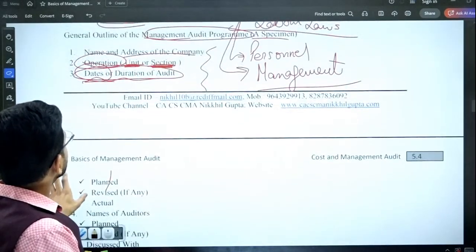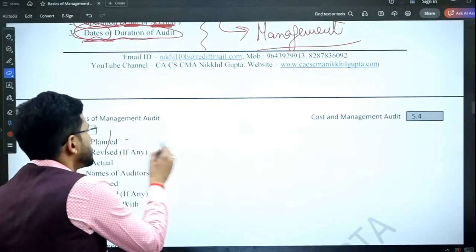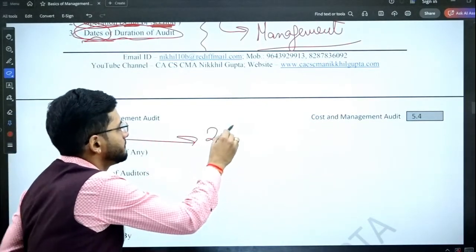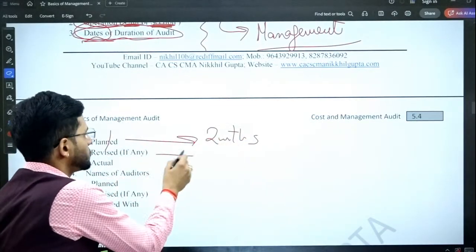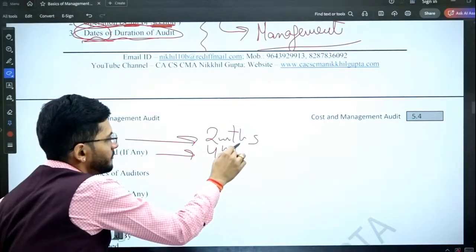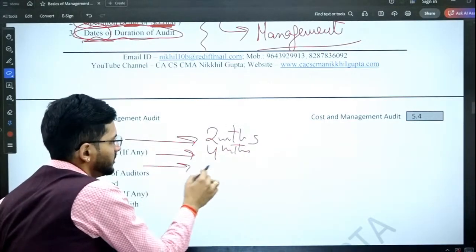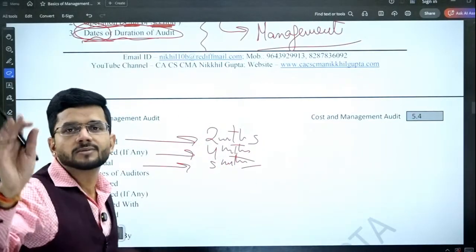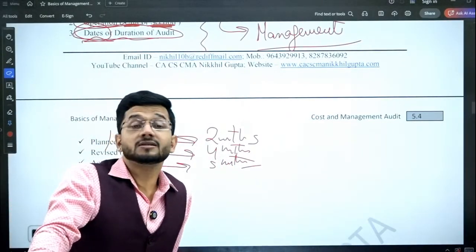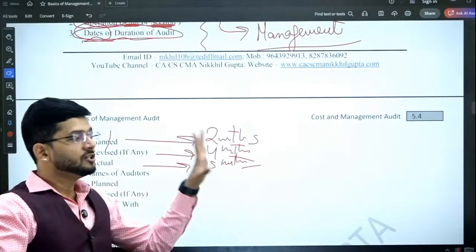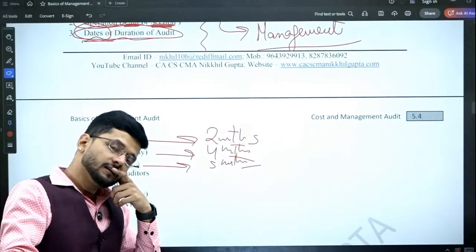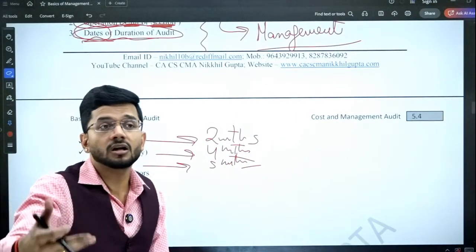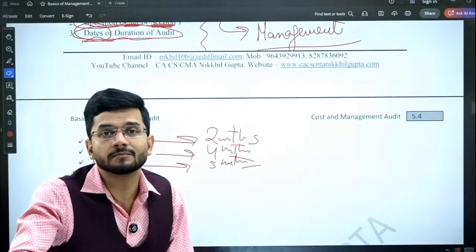Planned, revised, actual. So, duration of audit, what was planned? Planned was to say 2 months. Okay, then it was revised to 4 months. And now the audit has been conducted in 5 months. So all these things need to be written down in the management audit report. Because someone is going to ask you, you planned 2 months, why did you take 5 months? What was the reason? Because this will also call out any inefficiencies that the management has.